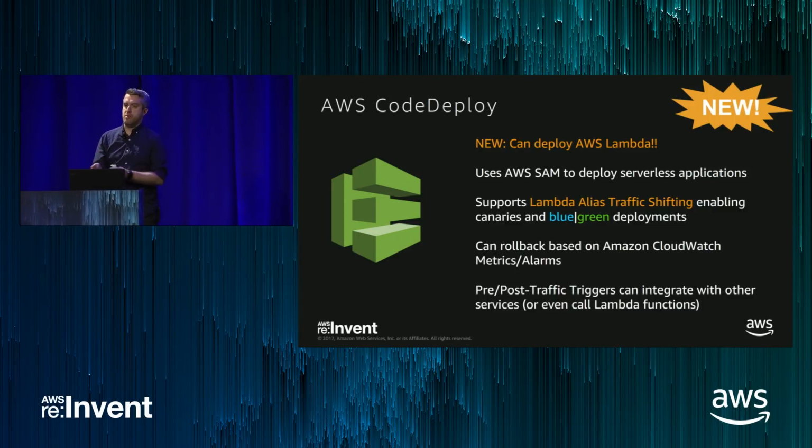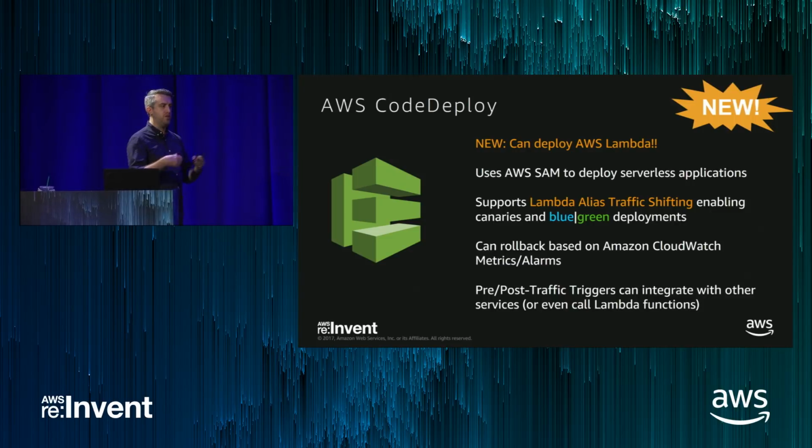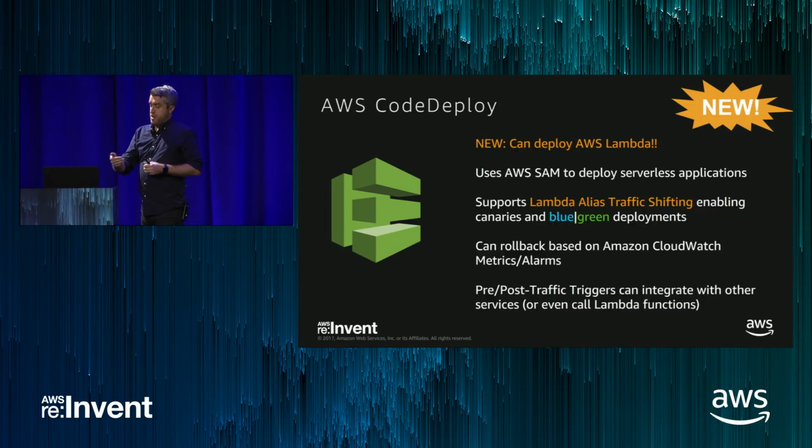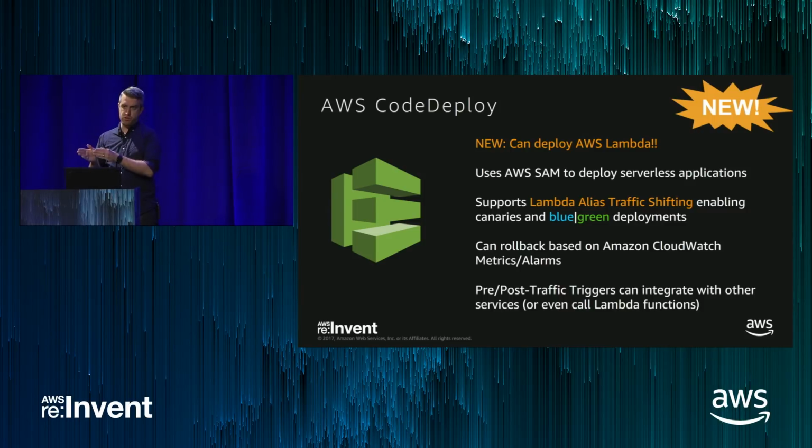So let's say that we have 100 requests coming in via an API gateway to our Lambda function. We're using weighted aliases in Lambda. We set that to 10%. It means that 10 of those 100 requests should go to the new version of my Lambda function. And I'm going to see behind the scenes independent logs and independent metrics for that new version of my Lambda function.